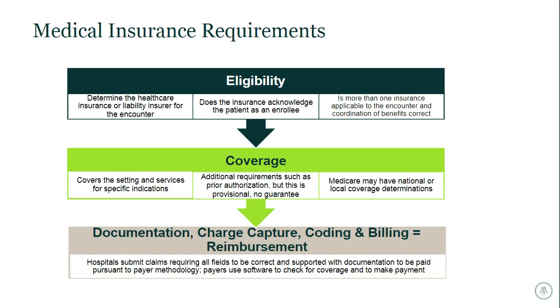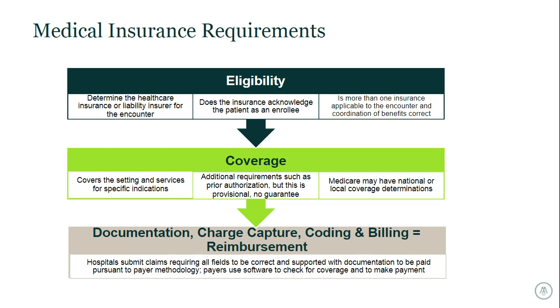So for all insurance in the United States for healthcare insurance, you have to start with eligibility, right? What payer is the patient eligible under? Does that payer acknowledge this patient as a member or an enrollee with them? And then if there's more than one insurance, there's coordination of benefits to consider. Once you know which insurance they're eligible for, then there's a particular benefit structure or plan. The coverage of that plan is what's key to understand.